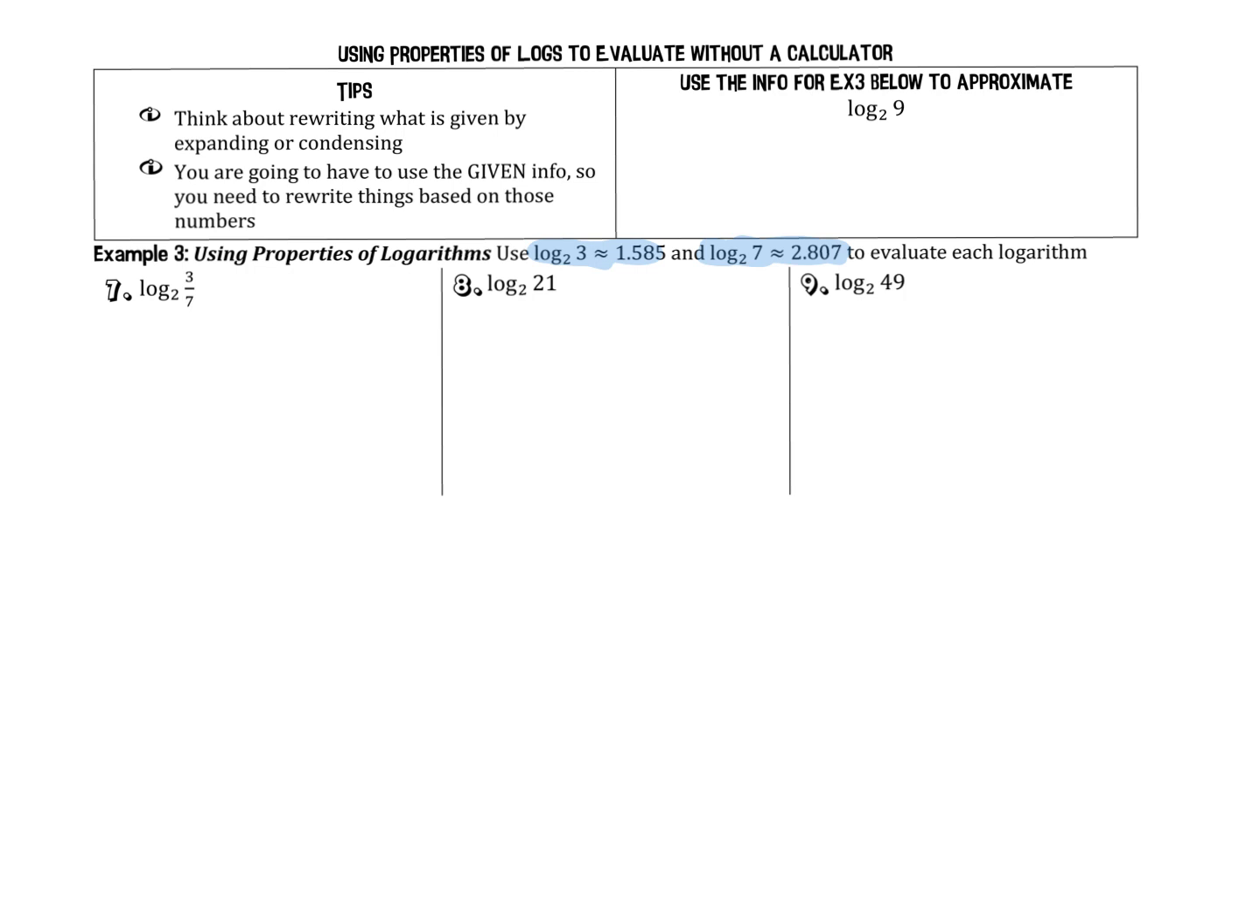So some tips that I have for you here. Think about what's being given. So in this case, log base 2 of 3, log base 2 of 7. What's being given and what information you have and how you might be able to rewrite that number using those two numbers. So when I look at 9, log base 2 of 9, I know that 9 is 3 squared. So my first thought here is, okay, could I do something with the fact that 9 is 3 squared? Well, that means this logarithm is the same thing as log base 2 of 3 squared.